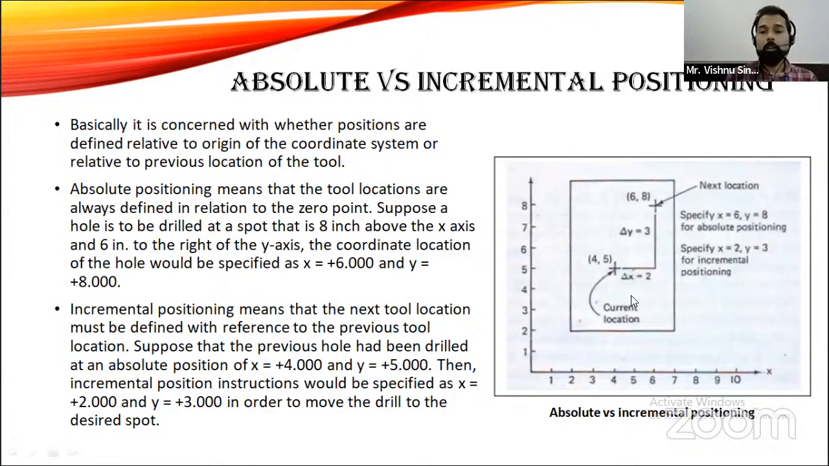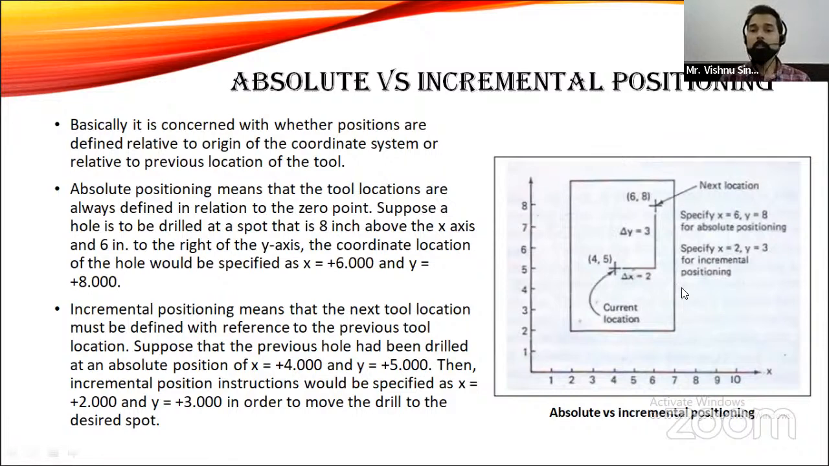See, from the diagram, we can see that in case of absolute positioning, when we move our tool from one point to the second point, my tool will always move with reference to the origin. Whereas in case of incremental positioning, my tool will move from the first point to the second point in relation to the previous tool location. Now let's see with the help of an example.